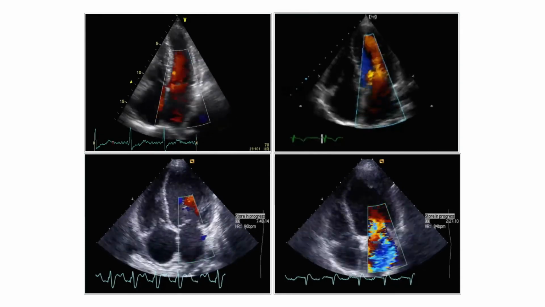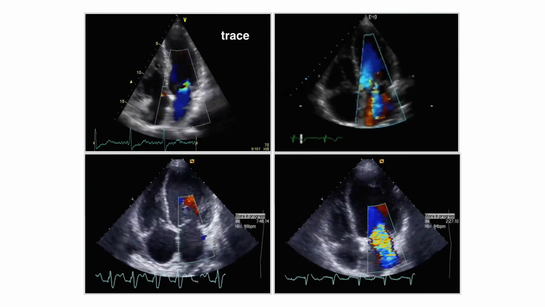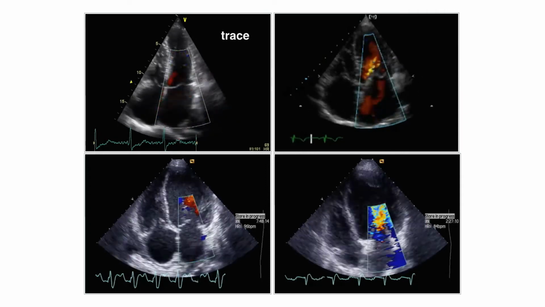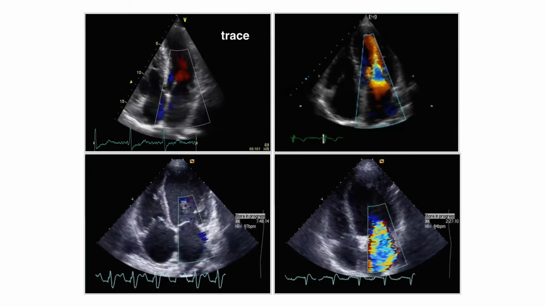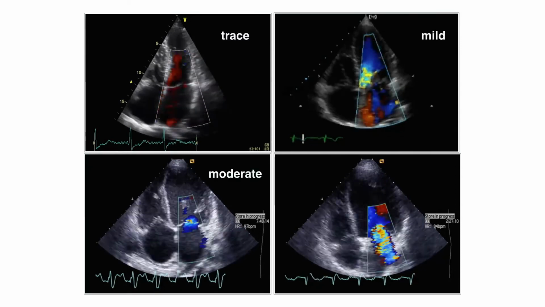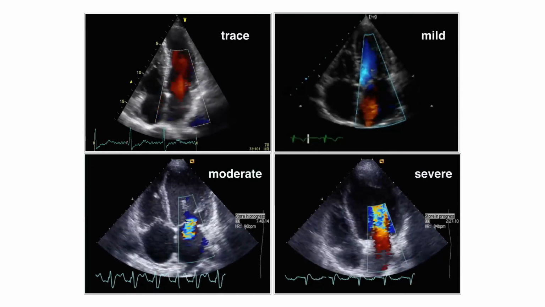So putting all this together, what do we have? Well, we have trace MR here. We have probably mild MR here, moderate, and finally severe MR. So I would say just by these 4 examples, which you can use as a reference, you can eyeball MR.